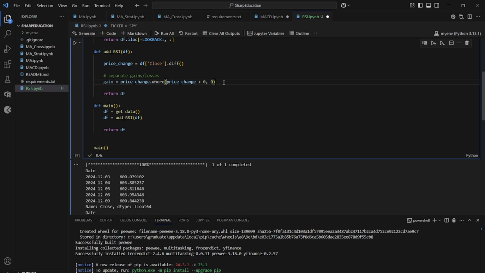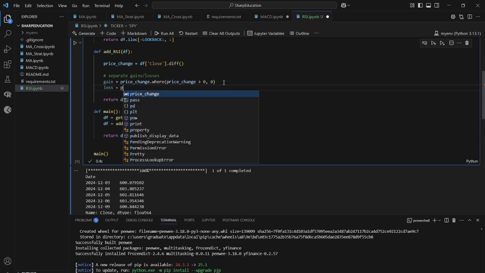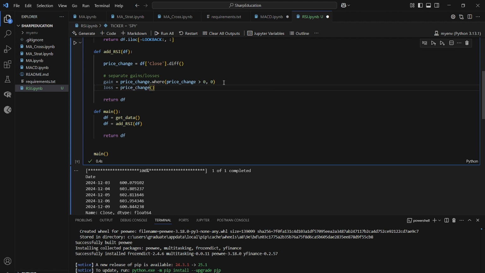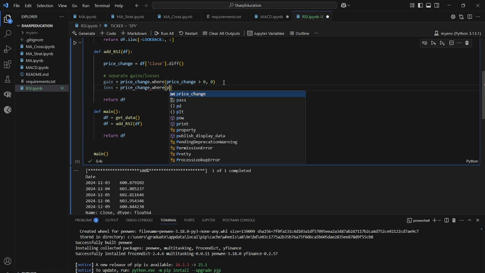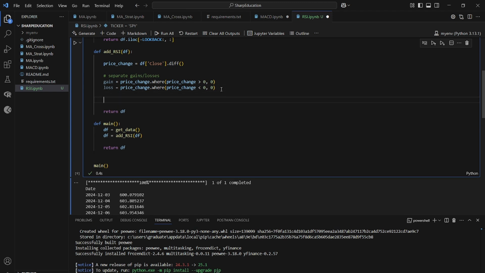And otherwise it's going to be 0 if it's not greater than 0, and loss is going to be price change dot where price change is less than 0. Otherwise we'll just leave that as 0. Awesome. And now we need to calculate the average of these two.